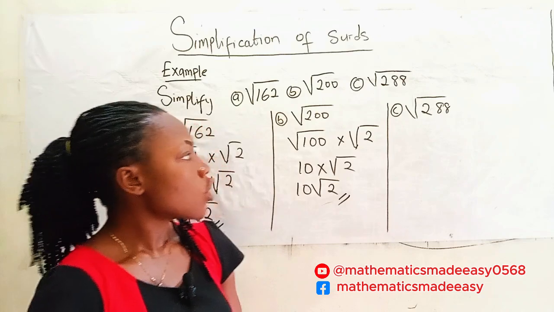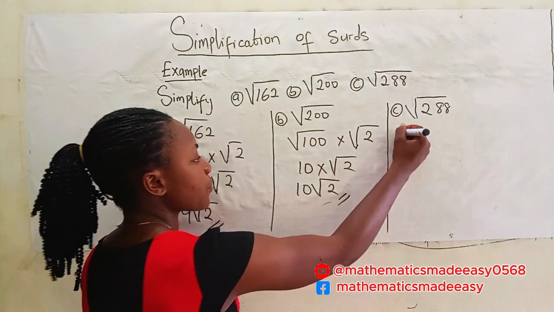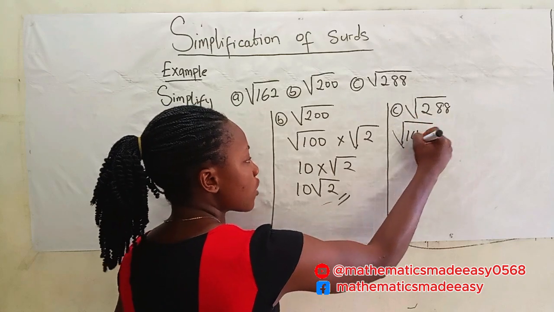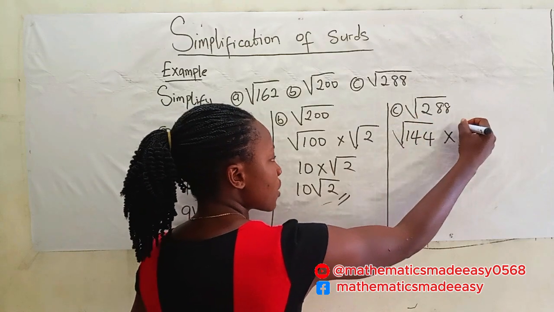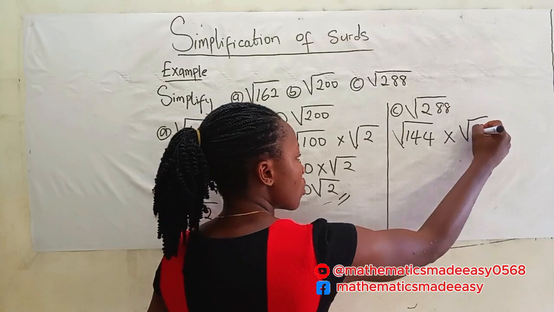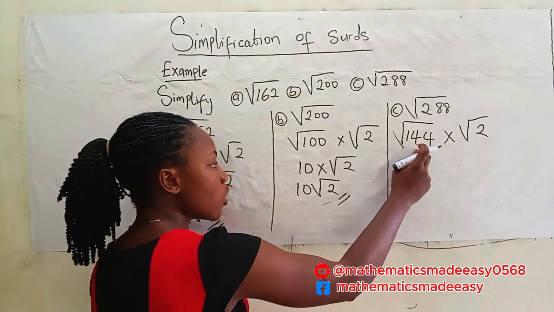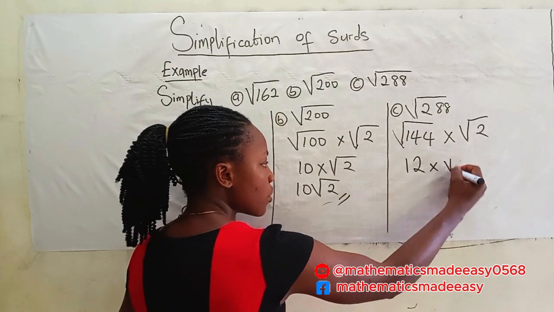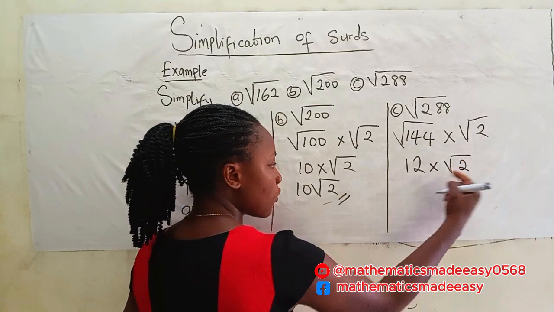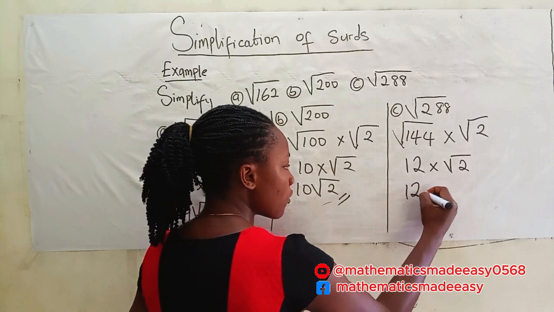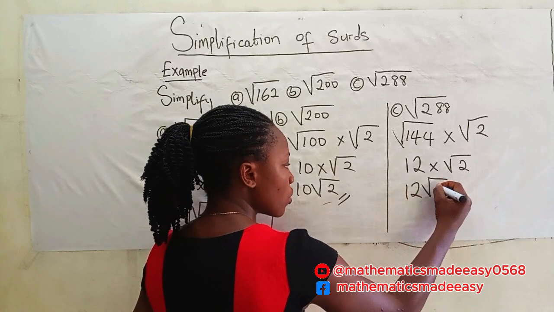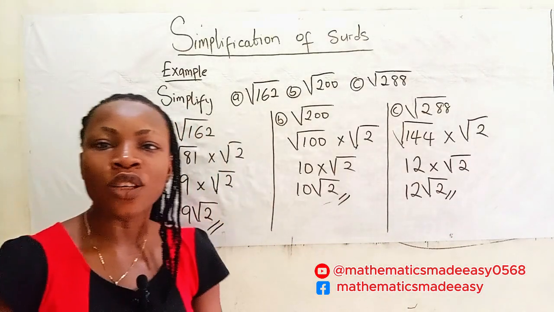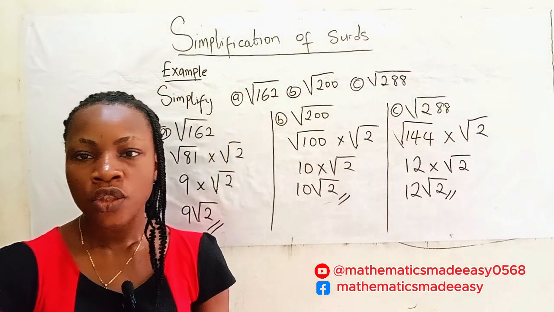All right. So here we're going to have the square root of 144 times the square root of 2. The square root of 144 is 12, times square root 2. 12 times this is going to be 12 root 2. All right. So this is how to simplify surds.